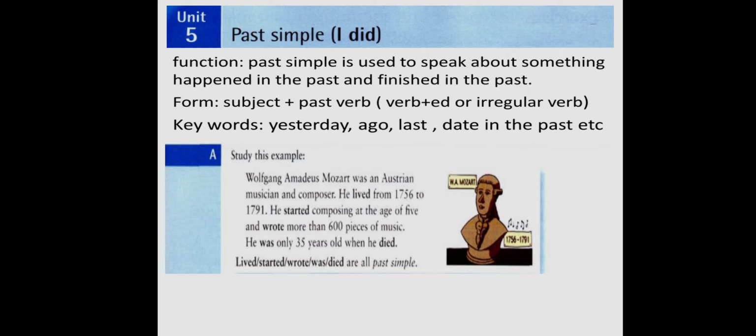Let's see here some examples. A. Wolfgang Amadeus Mozart was an Austrian musician and composer. Was here is a verb in the past, and its base form is be, and in the present it is is, and the past form is was, because he lived in the past. He lived in the past and he died in the past. So the action is in the past and finished in the past, so we use past simple, was.